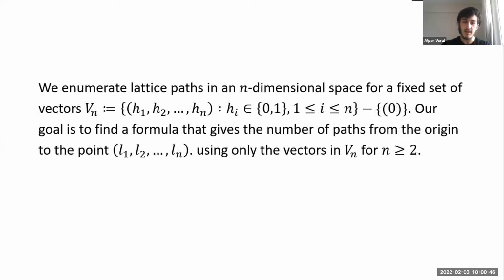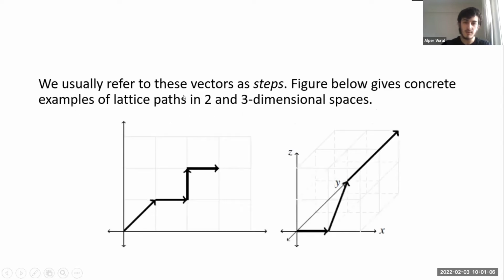We enumerate lattice paths in an n-dimensional space for a fixed set of vectors Vn, which consists of all vectors that have coordinates 0 or 1 besides the 0 vector. Our goal is to find a formula that gives the number of paths from the origin to the point L1, L2, ..., Ln using the vectors in Vn for n greater than or equal to 2. We usually refer to these vectors as steps. The figure below gives concrete examples of lattice paths in 2 and 3 dimensional spaces. For example, this path right here terminates at 3, 2, and this path right here terminates at 2, 2, 2 in 3-dimensional space.